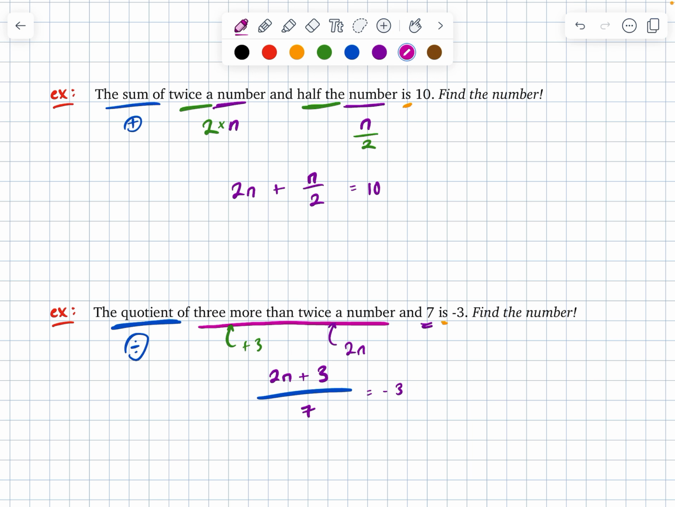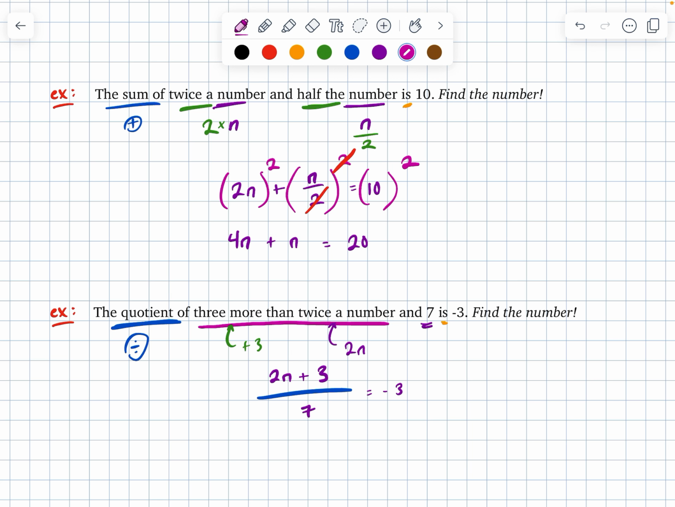Okay, 2n plus n over 2. I want to get rid of that over 2. Let's get rid of division by 2 by multiplying by the least common denominator. And in this case, our only denominator is 2. So multiplying every term here by 2, well, 2 times 2n is 4n. 2 times n over 2, I'm multiplying by 2 and dividing by 2. Those undo each other, so that's just n. And then 10 times 2, well, there's 20.